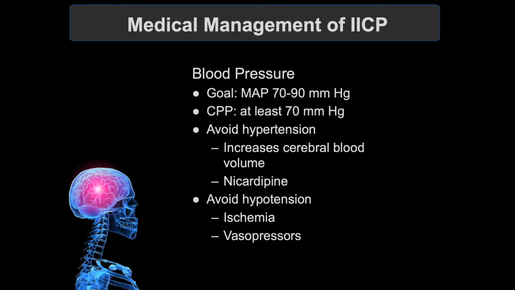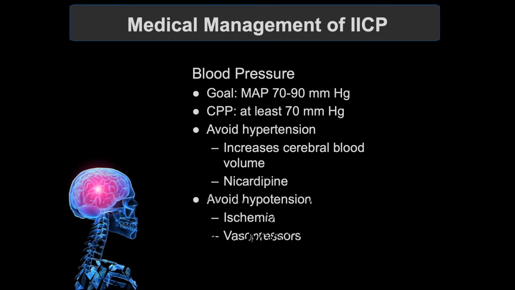So avoid hypertension because this increases cerebral blood volume, and this can be accomplished by using medications such as nicardipine. You should avoid hypotension because this causes ischemia, and this can be accomplished by the use of various vasopressors. Medications relevant to these kinds of treatments can be found in SOUL, page 370 to 372, table 13-9.